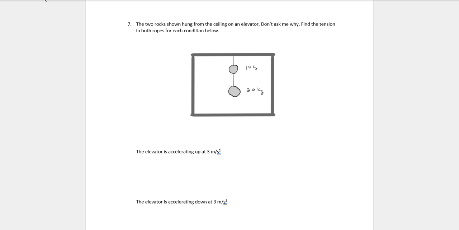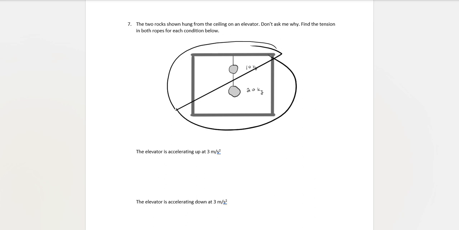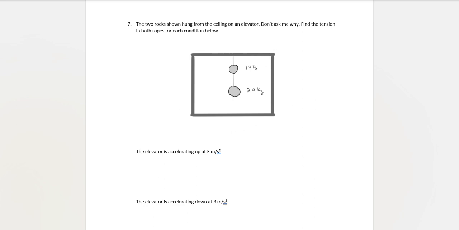First of all, what this is about. We've got this elevator here, and the entire system potentially is accelerating up. This first case is talking about the system accelerating this way at 3 meters per second per second. So this is all about how to draw free body diagrams and write appropriate Newton's second law equations.